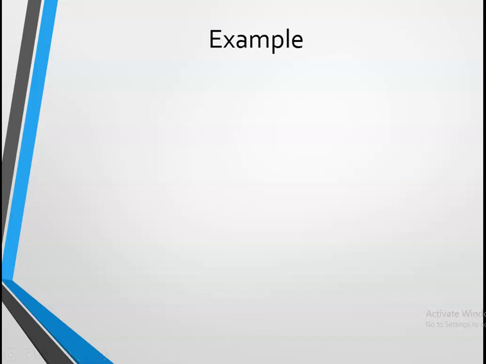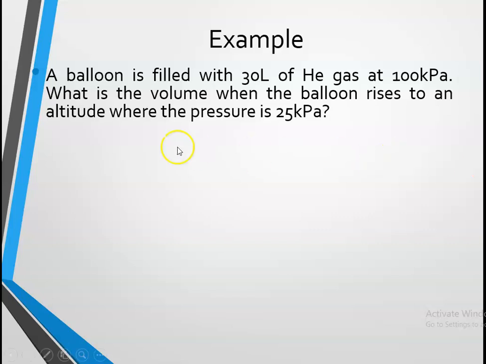So let's look at an example with Boyle's law. It says a balloon is filled with 30 liters of helium gas at 100 kilopascals. Notice there, this is a volume. Your unit tells you what you have. Liters is volume, and then this is your pressure. That's the beginning stuff, so this is V1, and then you have your P1. What is the volume when the balloon rises to an altitude where the pressure is 25 kilopascals? So you're trying to find the new volume, which would be V2, at a new pressure, which is much lower.